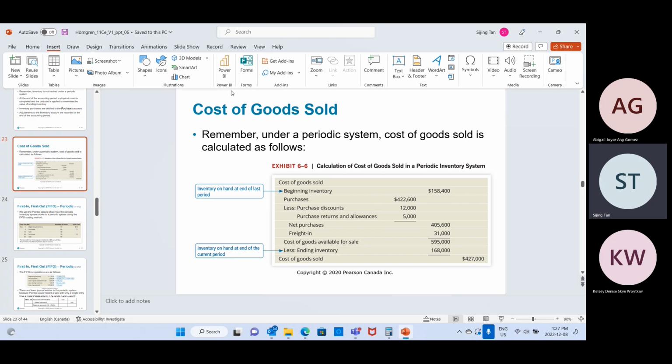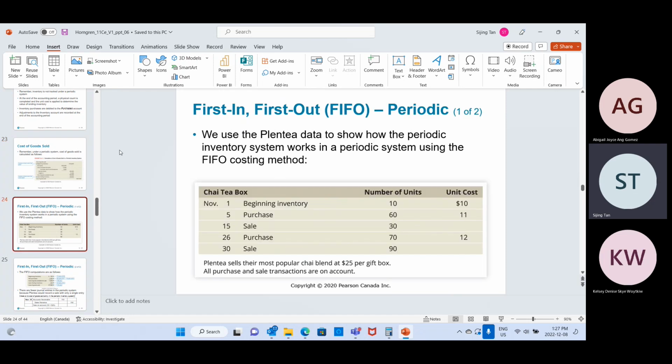Now the FIFO, we're going to see the exact same example. So you can see that under the periodic first in, first out method, it's exactly the same situation. Beginning inventory 10 units at $10. New purchase 60 boxes at $11, and then we sell 30 boxes. Then on the 26th, we purchase 70 units at $12, and then we sell 90 boxes on November 30th. And the revenues have no change. It's $20 per gift box.